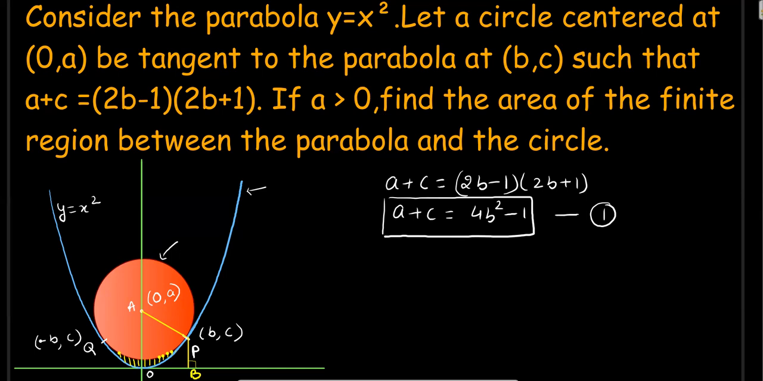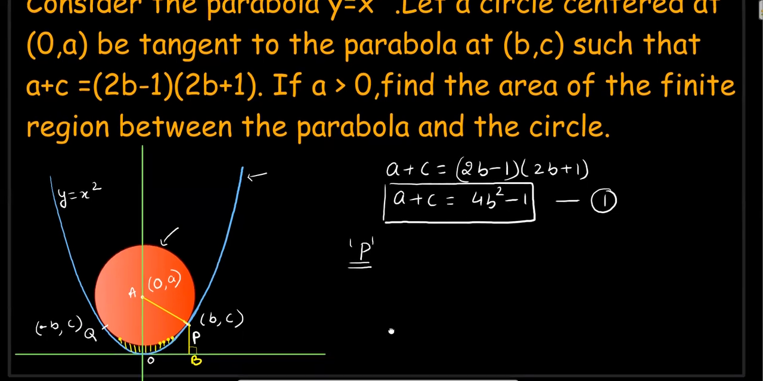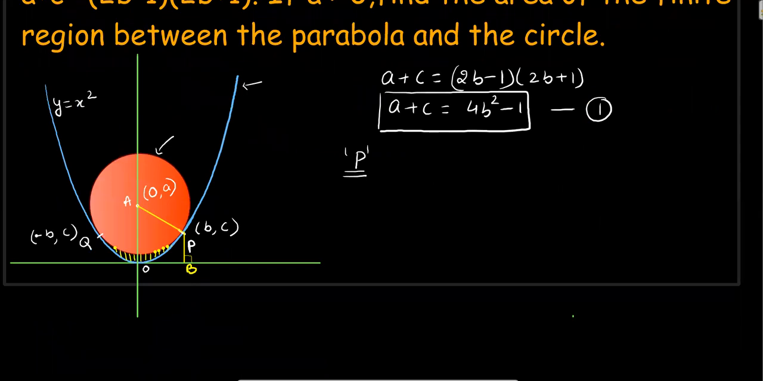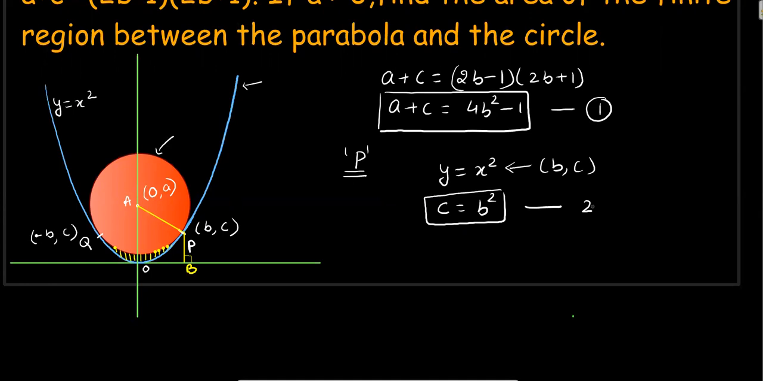How are we going to get the coordinates of P now? To get the coordinates of P, let us see what all relations they have provided here. They have given that the circle touches the parabola at the point (b, c). So the first thing that comes to my mind is that (b, c) must satisfy the equation of the parabola. y is equal to x squared is the parabola. Point (b, c) is on the parabola. So I will write it as c is equal to b squared. This is one more relation that we are getting between b and c. I'm marking it as 2.